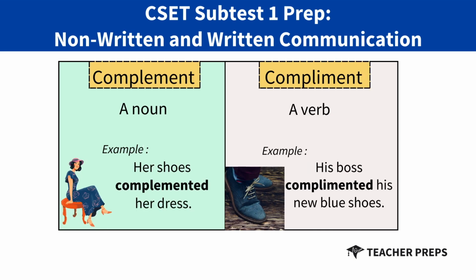Then we have complement and compliment. On the left side, that's a noun. On the right side, that's a verb. On the left side, the example is, her shoes complemented her dress. And on the right side, his boss complimented his new blue shoes.